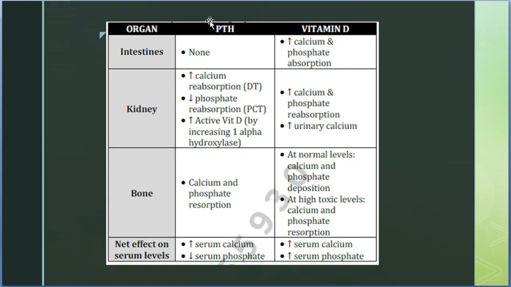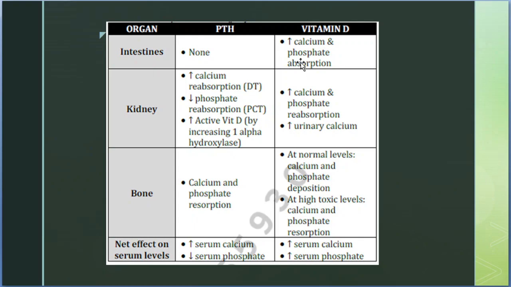How about sa kidney? Your parathyroid hormone causes increased calcium reabsorption, decreased phosphate reabsorption, and increased active vitamin D by increasing your alpha hydroxylase. Sa vitamin D naman, sa action ng kidney is to increase your calcium and phosphate also. So sa vitamin D, walang pili.